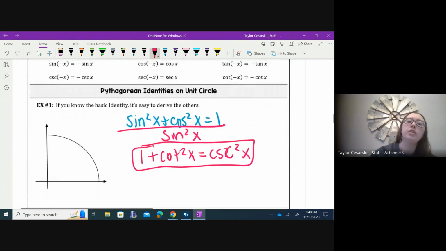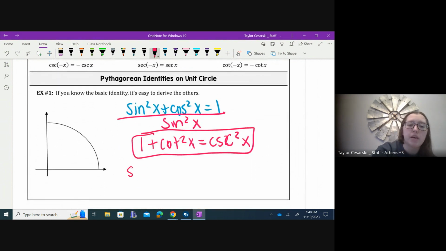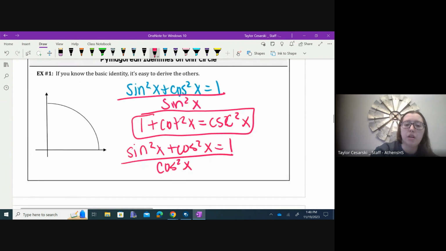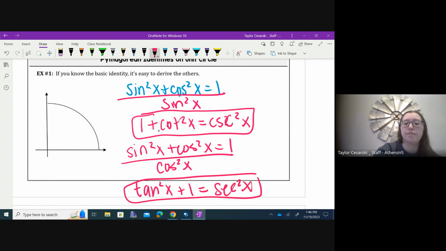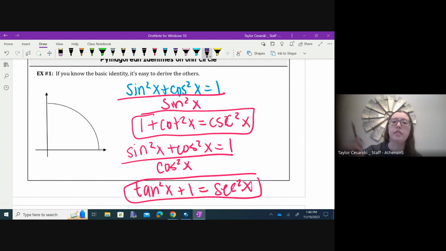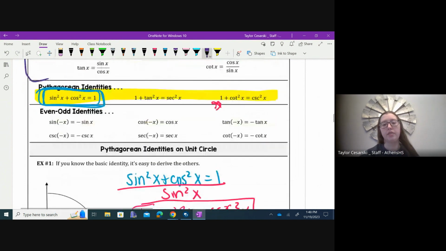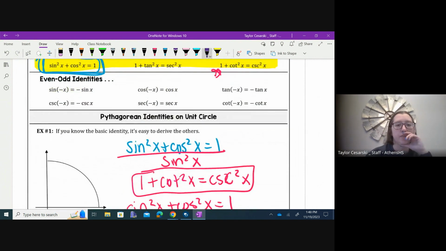Okay, we can do the same thing. What if I just divided by cosine squared of x? Sine over cosine we know is tangent, squared because they're both squared. Cosine over cosine is 1, and then 1 over cosine is secant squared. And there's our other one. So if you can memorize the first one, and you do need to have that memorized, it should come pretty easily off the top of your head. Then you can get the others.